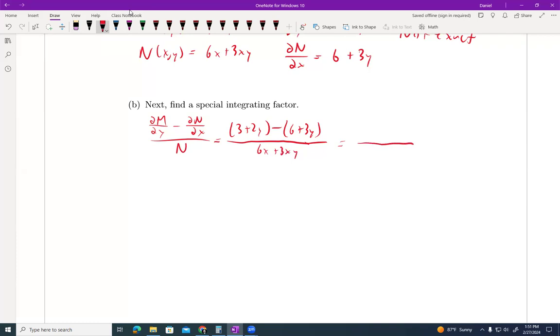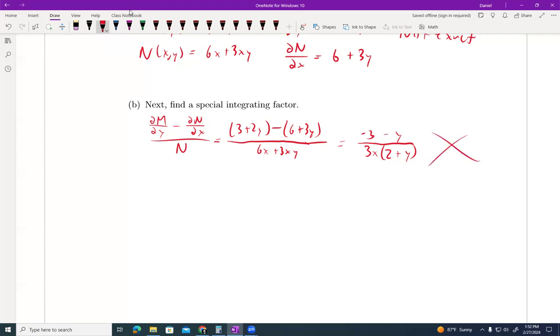Up top, we have 3 minus 6 is negative 3. 2y minus 3y is negative y. So we have negative 3 minus y over, downstairs here, we have 6x plus 3xy. We could factor out a 3x from that, and when we do, we're going to be left with a 2 plus y left over. And so this is negative 3 minus y over 3x times 2 plus y. And this doesn't really simplify very well to just be a function of x.